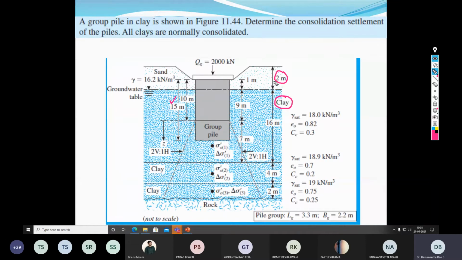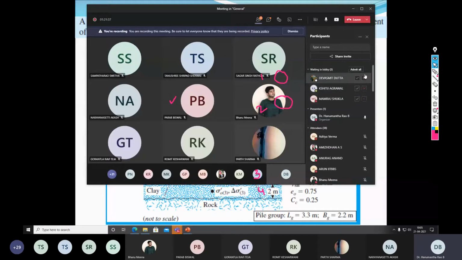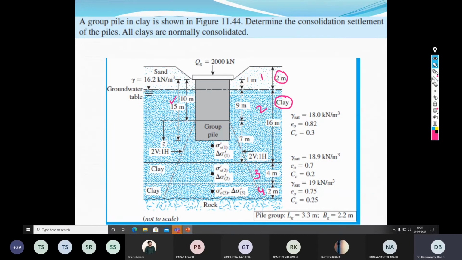But the total soil profile comprises 4 layers. So first layer is sand, second layer is clay of 16 meter thickness, third layer is clay again 4 meter thick, fourth layer is clay again 2 meter thick. Okay, so there are 4 layers, 1, 2, 3, 4. The first layer is sand 2 meter thick, second layer is clay 16 meter thick, third layer is 4 meter thick clay, fourth layer is clay 2 meter thick.